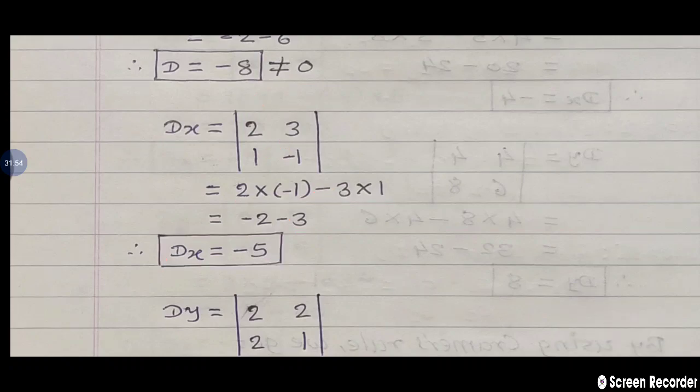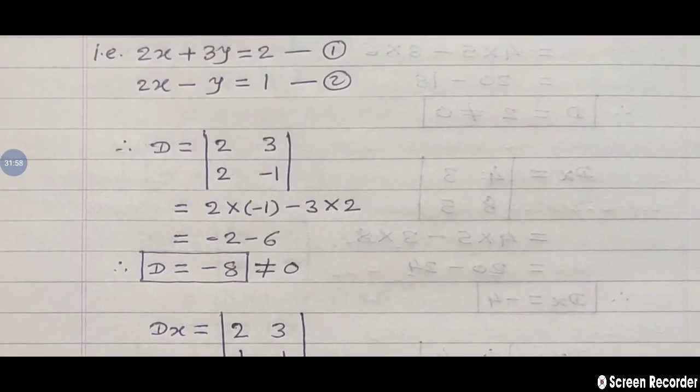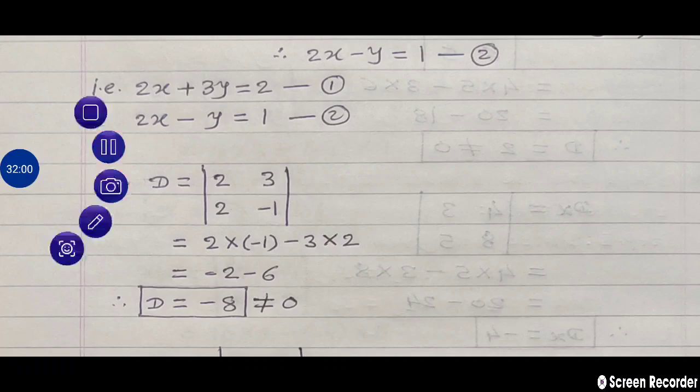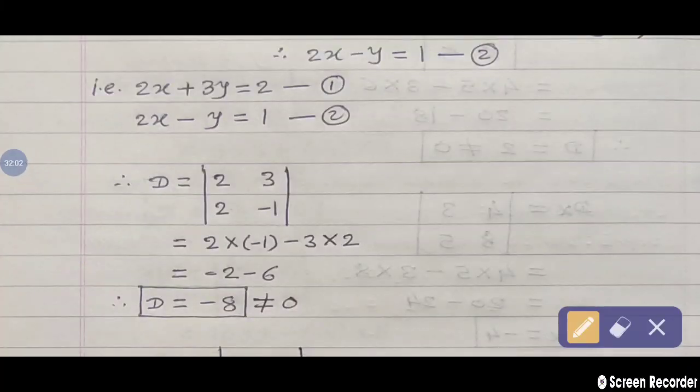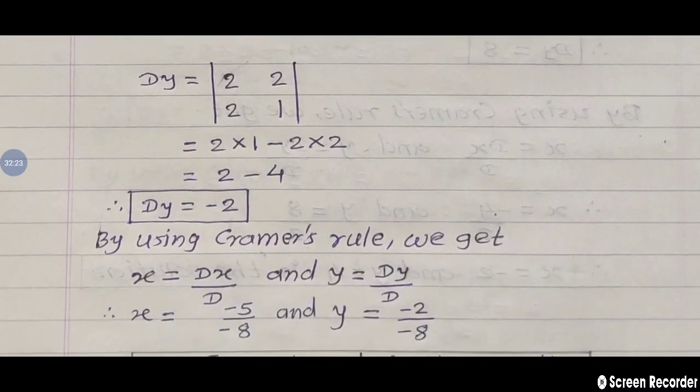One more value we find out, that is the Dy. So what correction are we making here? Coefficients of y, that is 3 and minus 1, replaced by constant numbers. So 3 minus 1 replaced by 2 1. In first column coefficients of x remain as they are. So 2 2 in the first column, and in second column 2 1. That is the value of Dy.